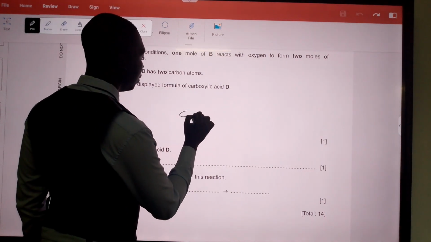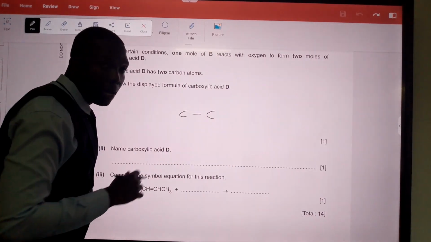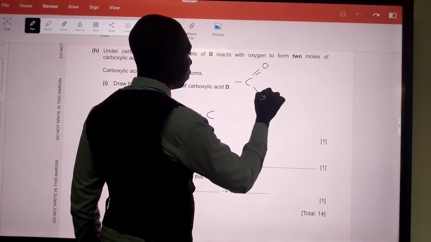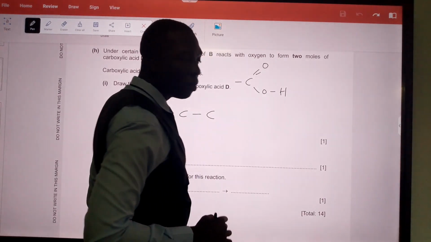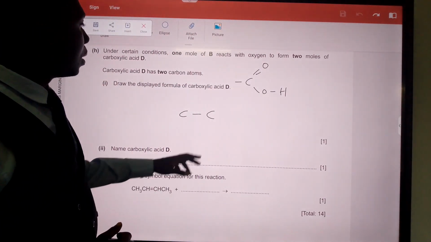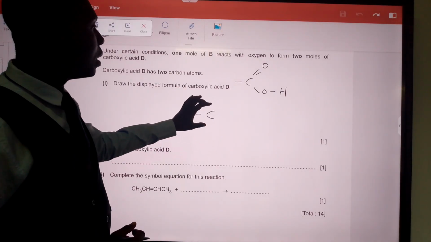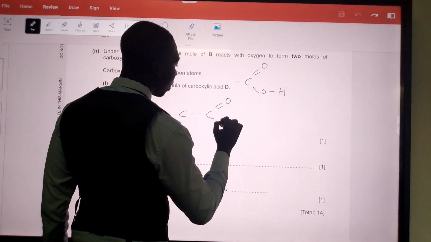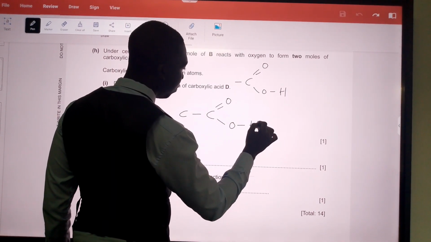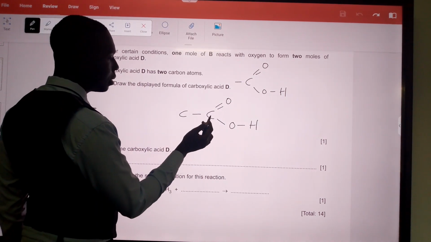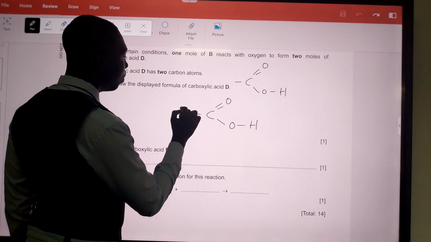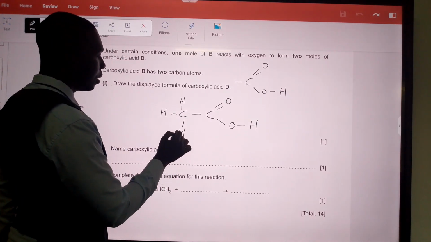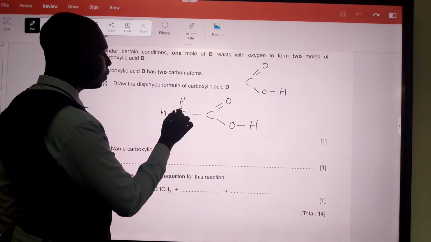Let us first of all draw the 2 carbon atoms. The carboxylic acids have the functional group COOH. This is the functional group for carboxylic acid. The carbon atom in the functional group is also included in the total number of carbon atoms, so this is the carbon with the functional group. The displayed formula looks like this. This carbon has 1, 2, 3, 4 bonds, and I'm going to add hydrogens on this side so that this carbon also has 1, 2, 3, 4 bonds.